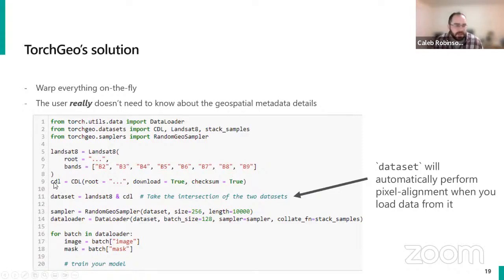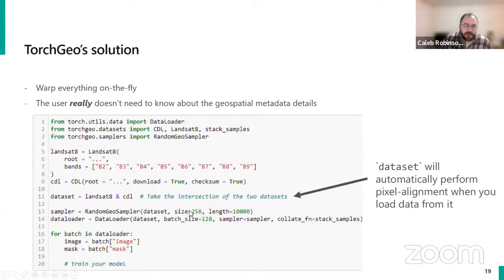Then you instantiate a CDL dataset the same way. And you can also automatically download CDL if you'd like. Then you create from these two an intersection dataset by saying dataset equals Landsat 8 and CDL. So now we have this abstract way of thinking about the intersection spatially and temporally between these two. We define a random geographic sampler that takes that dataset that we just created as input.